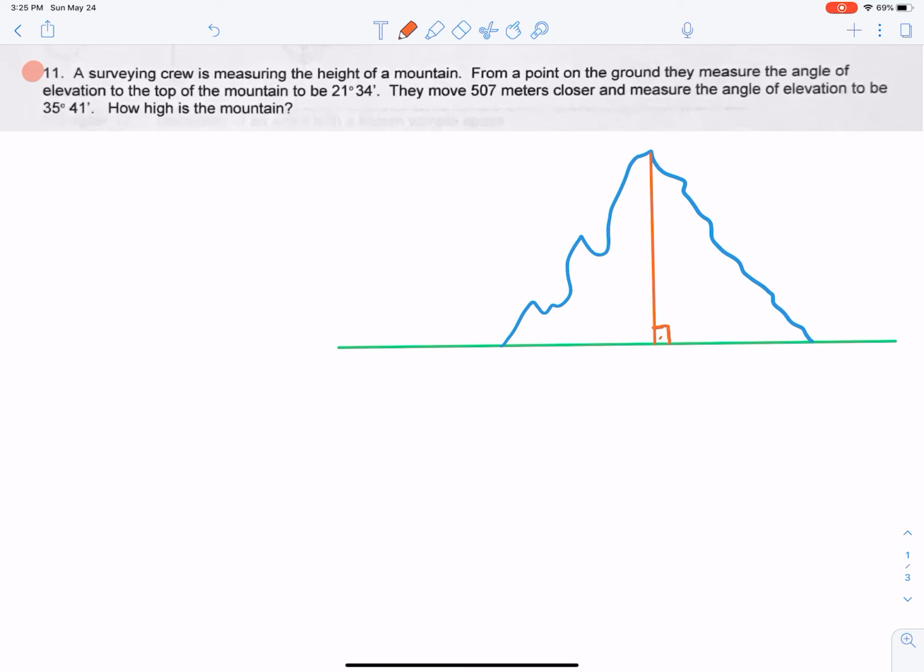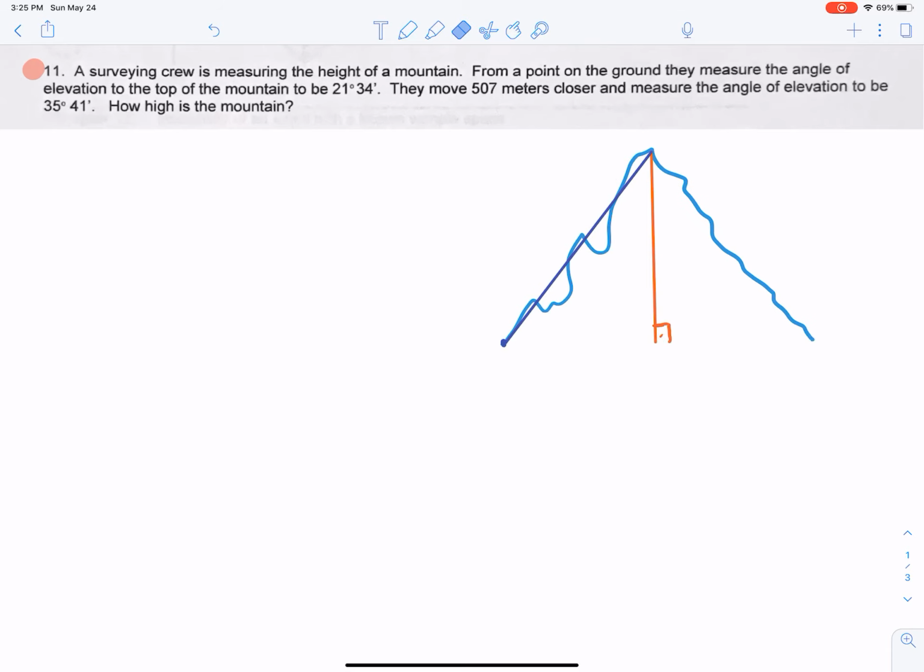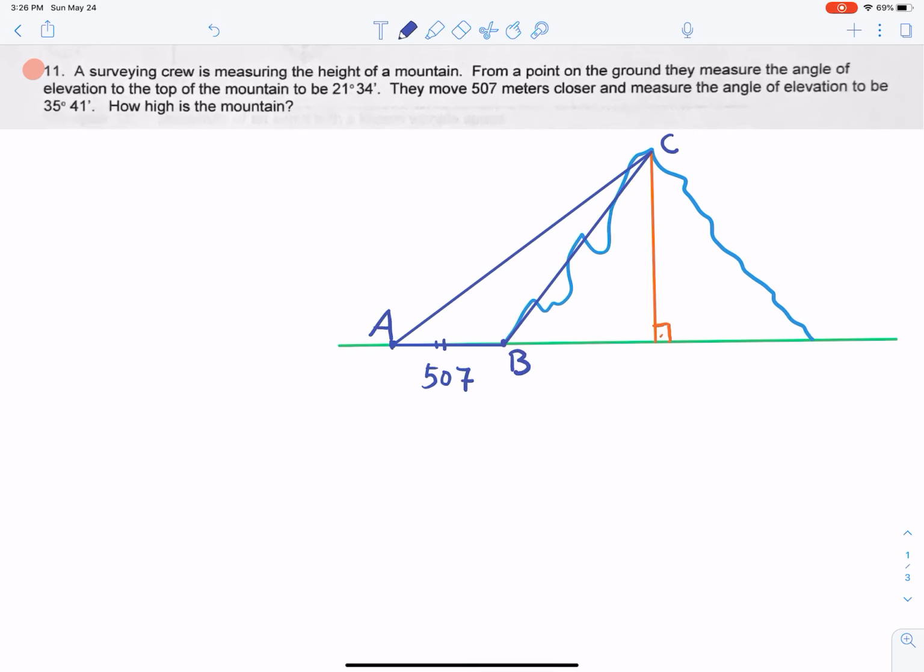This is the height of the mountain, and the surveying crew were standing quite far away from the mountain, and we draw a line here. Later on, they moved 507 meters, and that's it. So we have an established triangle. The starting point is A, they moved a little further to point B, and the top of the mountain is C. So this is 507 meters closer to the mountain.